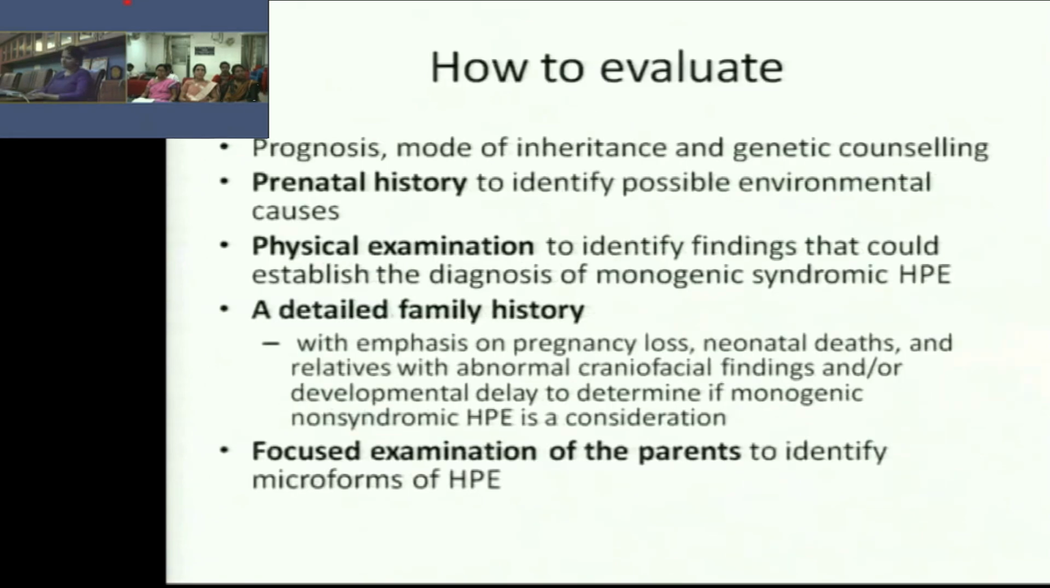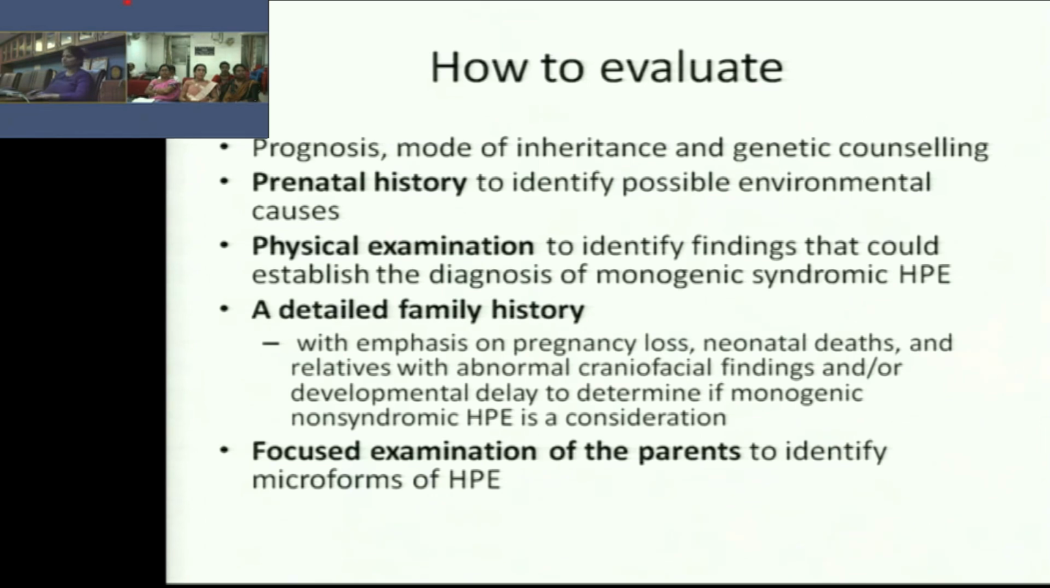So when a child or proband comes with holoprosencephaly or these findings, we have to evaluate the prognosis, mode of inheritance and genetic counseling, because the diagnosis leads to a proper prognosis. So we have to go back to the basic history to identify any possible environmental causes, and to the physical examination to identify findings that could establish the diagnosis of a monogenic syndrome. Maybe, as I said, Smith-Lemli-Opitz, Pallister-Hall, these are the syndromes that can be associated with HPE. So we have to look for those syndromes.